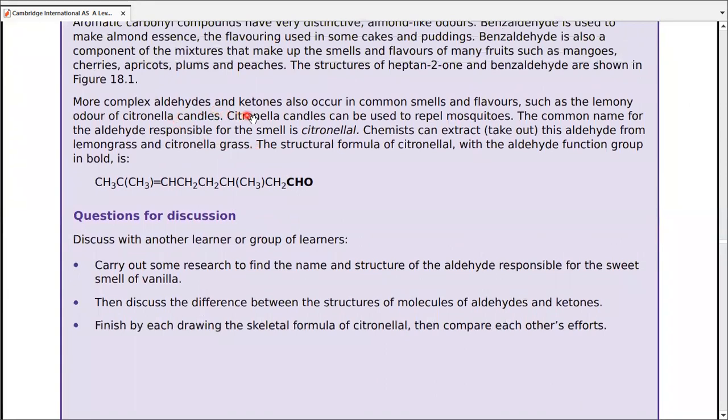More complex aldehydes and ketones also occur in common smells and flavors. The lemon odor of citronella candles. The citronella candles can be used to repel mosquitoes. Now, citronella candles are very common in the areas where there are a lot of mosquitoes.